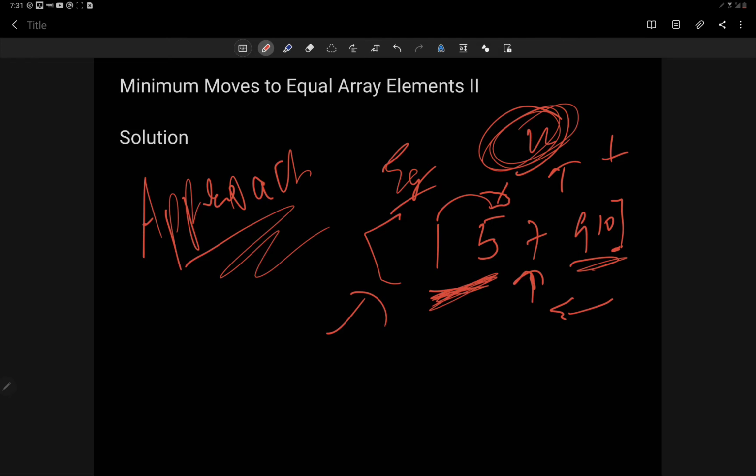If not, then I must repeat myself. So basically we have to select a number such that if we increment or decrement the other numbers, we reach that number, and the total number of increments and decrements that we do is our final answer in the question. All right, now for this we have to sort the array.